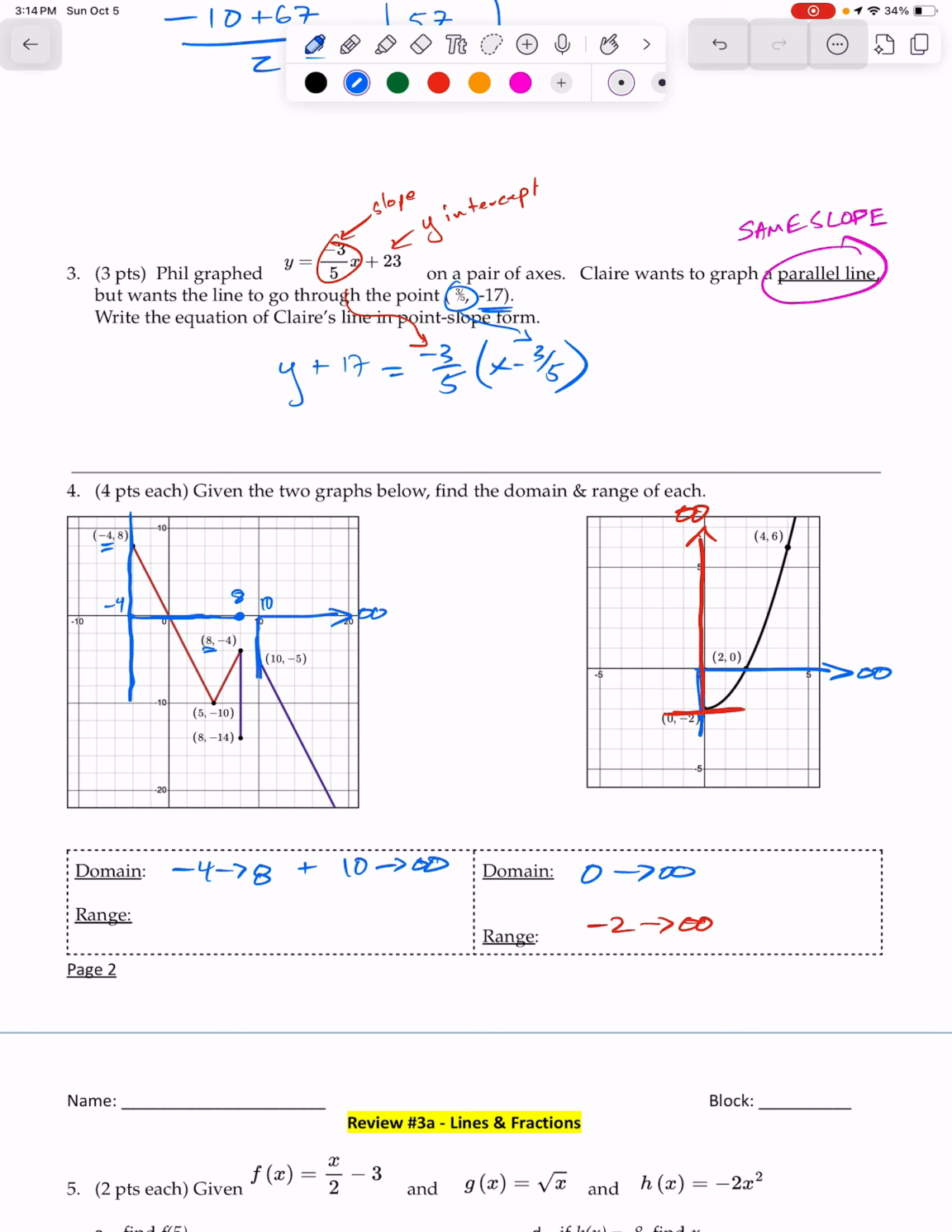The range should be a little bit easier because this piece goes down to -infinity. And there are no gaps as I think about coming up the y-axis. All of these y values get used, and the highest one is here at 8. So my range is -infinity up to 8.